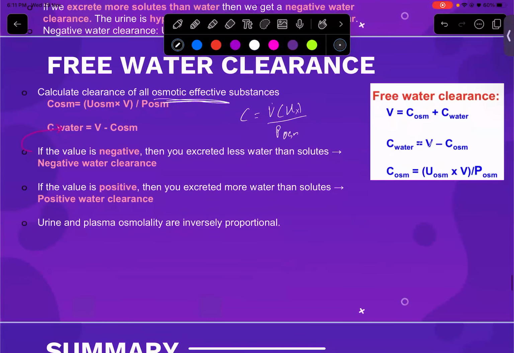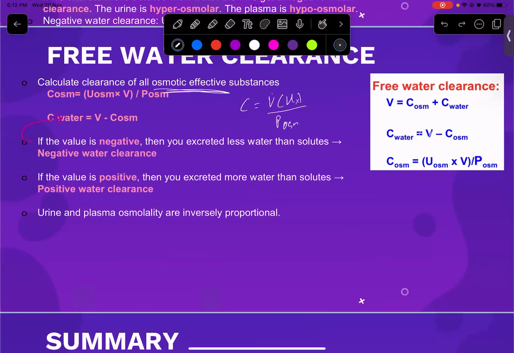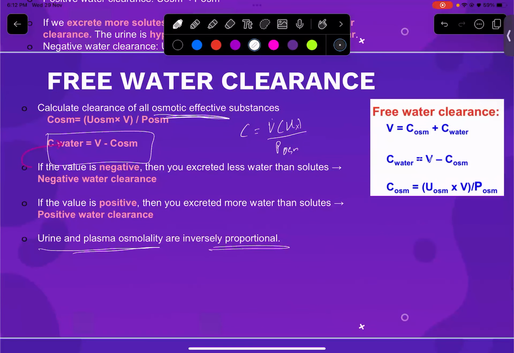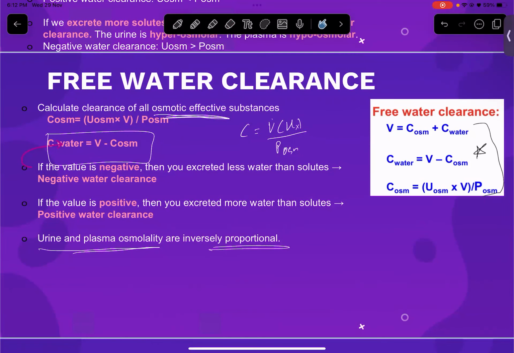So the clearance of water is going to equal the urine flow minus the clearance of the solutes. And again, if the value of this equation is negative, then that means we have a negative water clearance. The water is left behind, it's sad. And if the value is positive, then you excrete more water than solutes, the water is out, and the water clearance is positive. And just like you mentioned, the urine and plasma osmolarity are inversely proportional. So they're opposites. Okay, and these equations are really important to memorize. So I urge you guys to just memorize all of these. They're really important, okay? Does that make sense?